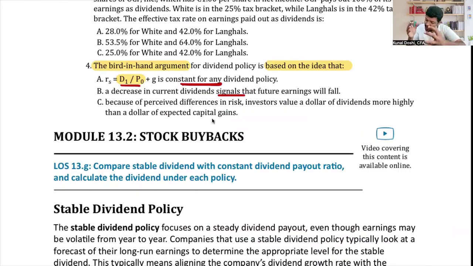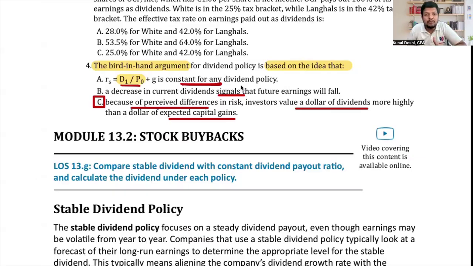But is this the bird in hand argument? Not sure. C, because of the perceived difference in the risk, investors value a dollar of dividends more highly than the expected capital gains. Yes, this is more relevant, isn't it, everyone? C is the answer, correct? Dividend is more valuable than the capital gains.